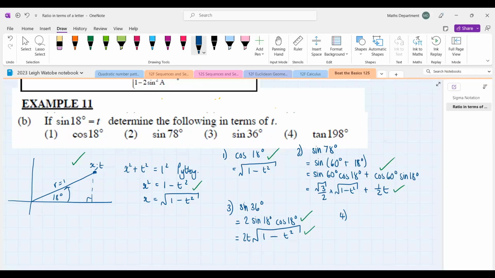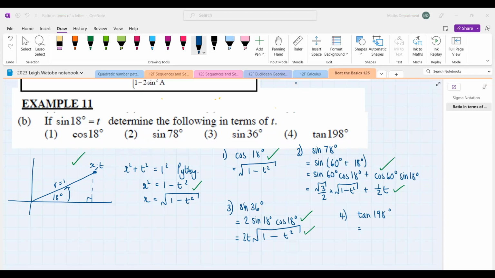What would we do here, Matrix? The tan of 198. How would we do that? Any ideas? The tan of 198? I think we'll reduce. That's right, Lisa. Yeah, Kanya. So what would it reduce to?